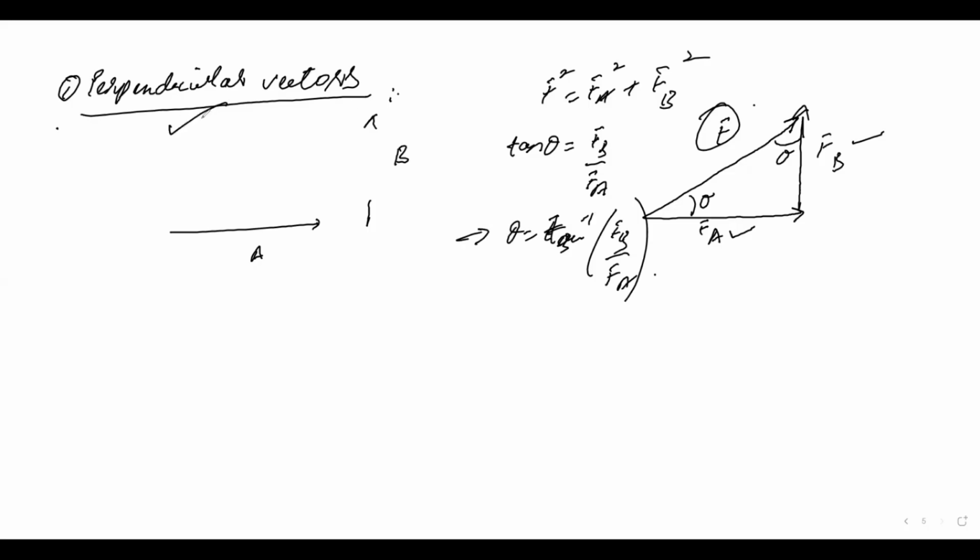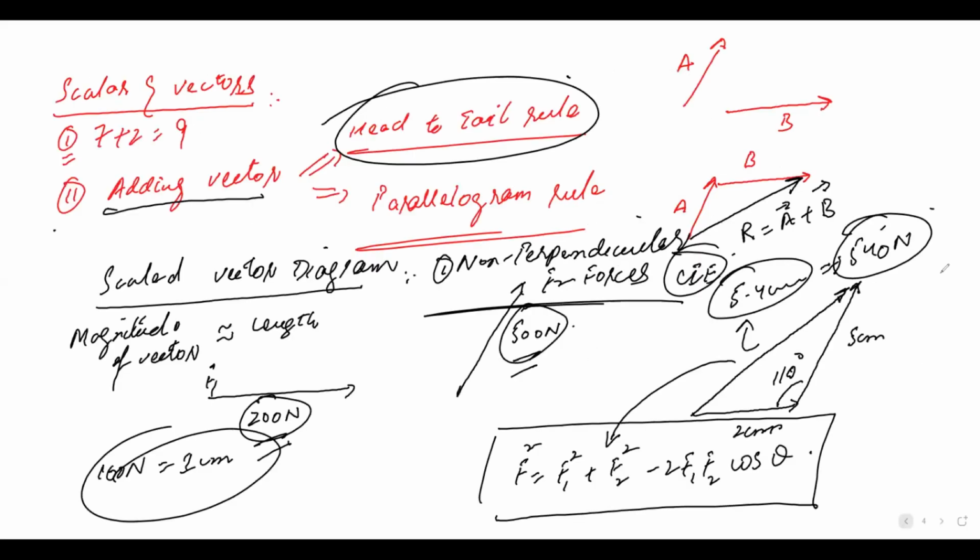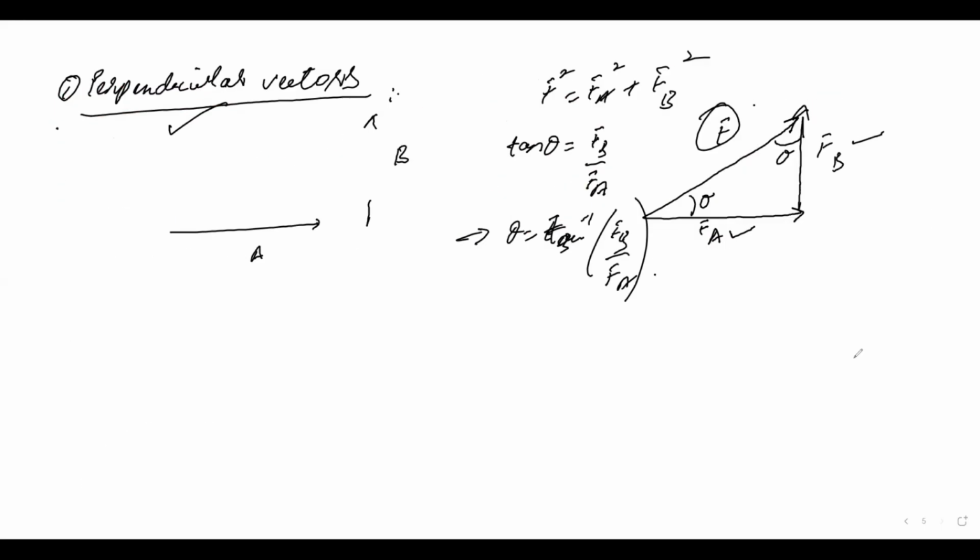And that was the case of the perpendicular vectors. So we have talked about two cases. How can we add the non-perpendicular vectors? And how can we add the perpendicular vectors? And how can we do it on the graph paper as well?